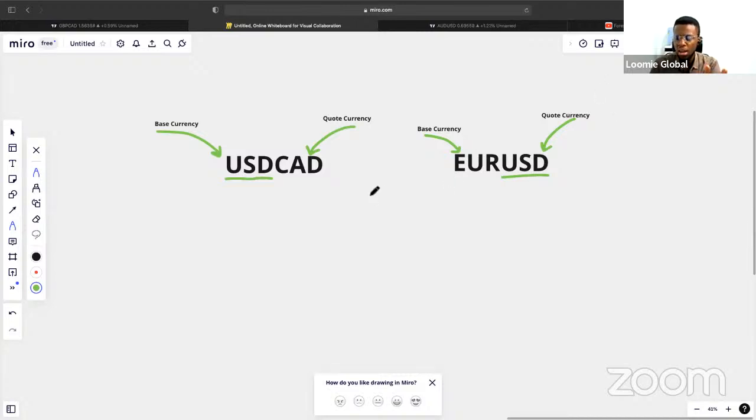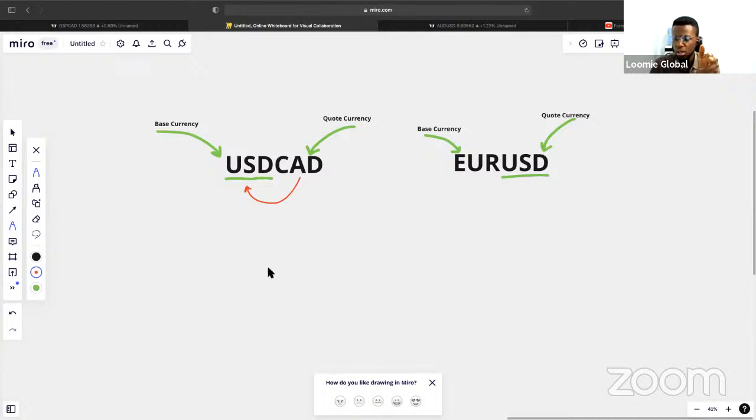Now, let me just quickly give a simple, deeper explanation to what I just talked about. Base currency, quote currency, what the heck does that mean, right? Those are just terminologies. Now, when you have a base currency and you have a quote currency, it means you are using the quote currency to buy the base currency.